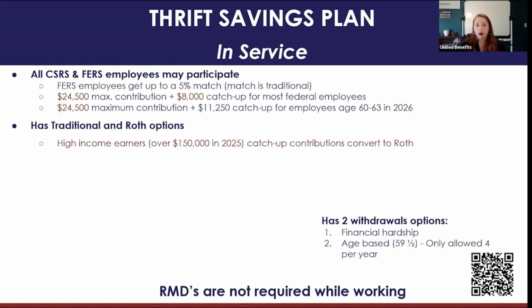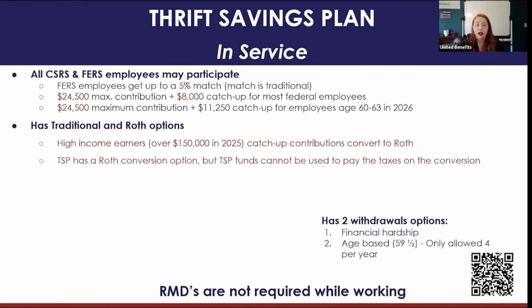For you high income earners, it's very key to know that if your income was over that $150,000 in 2025, your catch-up contributions, if you're contributing more than the $24,500, are all going to go into Roth. And so we've got to be very mindful of that. They'll automatically be distributed into the Roth account. So just be mindful of that. If you don't have a Roth account and then one opens for you, that might be why.